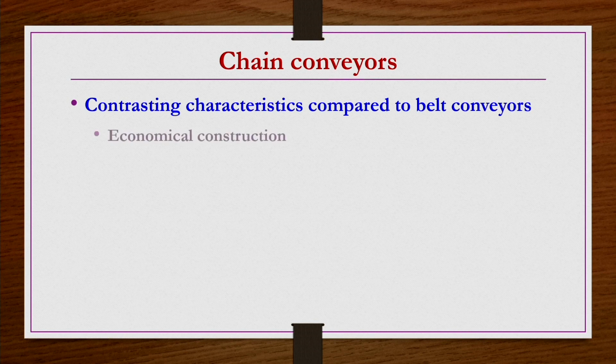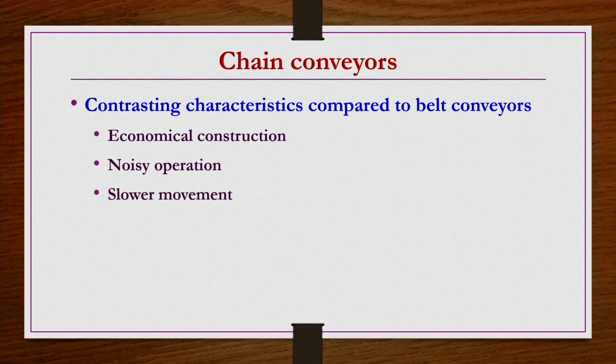First of all, they are not expensive like belt conveyors. These chain conveyors are economical in construction, but they are very noisy in operation. Then the movement is very slow, whereas in the belt conveyors you can have high speed motion as well, which is not possible in the case of chain conveyors.